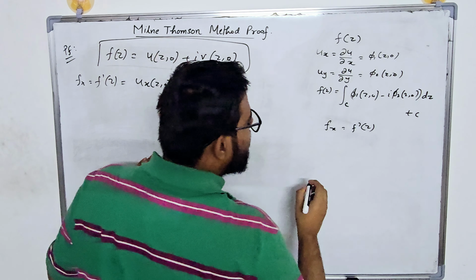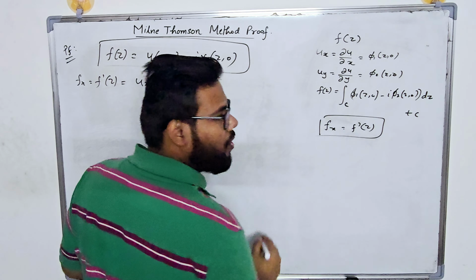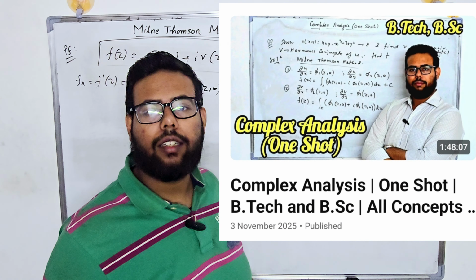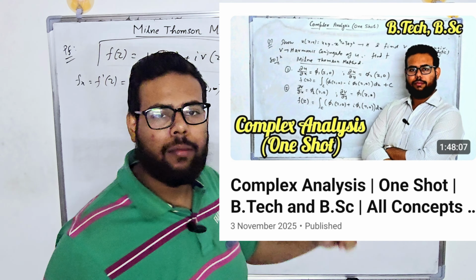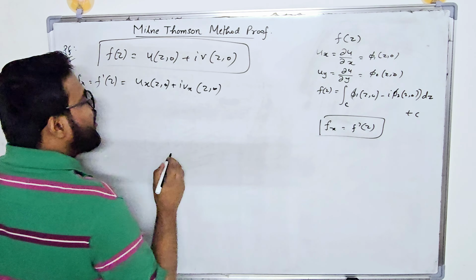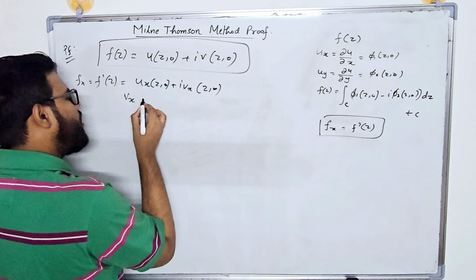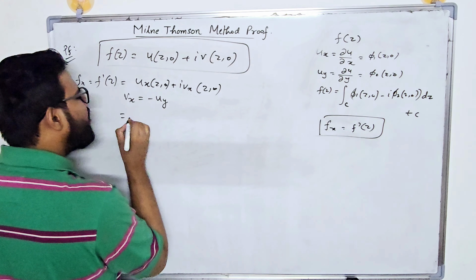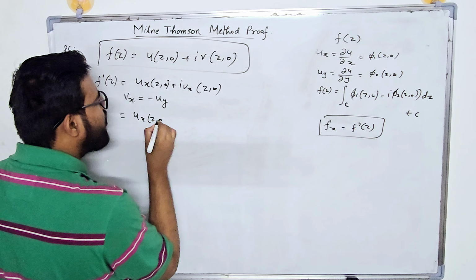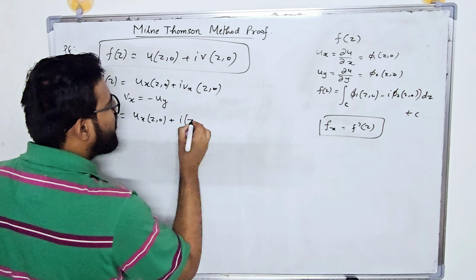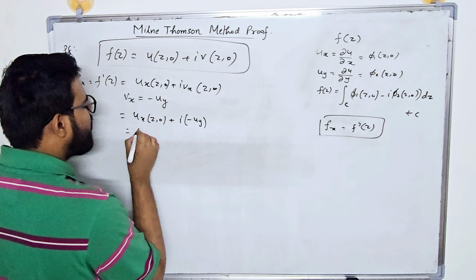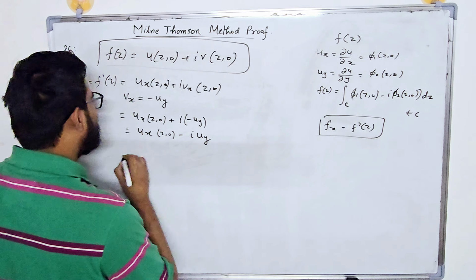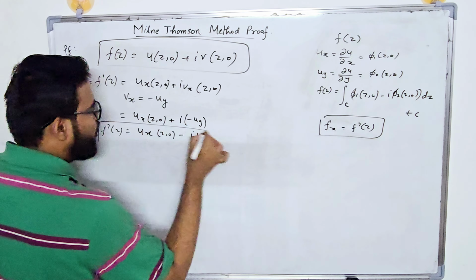Why are they both equal? Because we had proved this. You can check out that one shot on complex analysis which I have made, in which I derived the Cauchy-Riemann equations. So we have this expression. Now from the Cauchy-Riemann equations we have vx is equal to negative uy. So you have it equal to ux of z comma 0 plus i times negative uy, so it is equal to ux of z comma 0 minus i times uy. So f dash of z is equal to this expression.